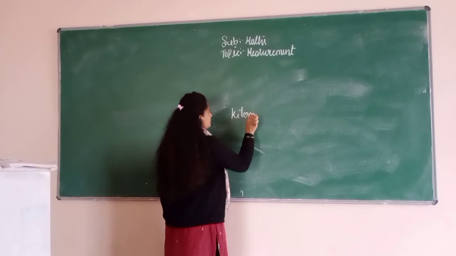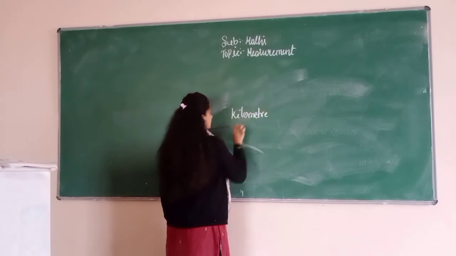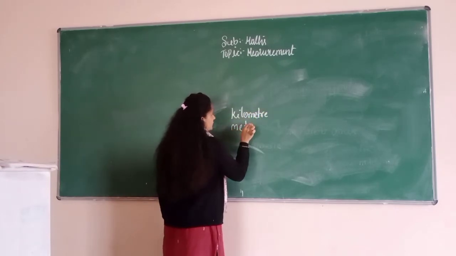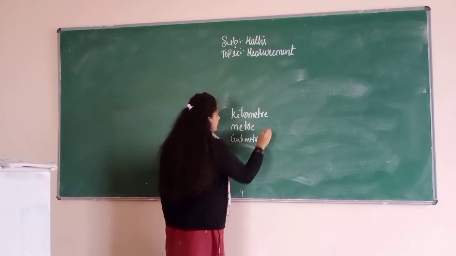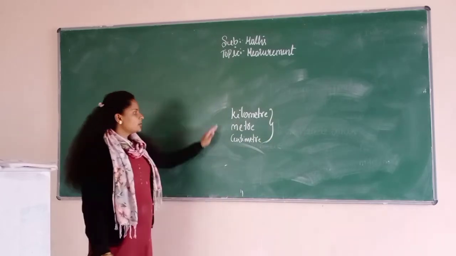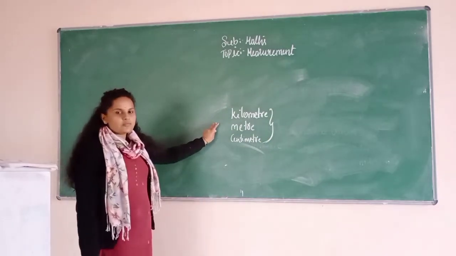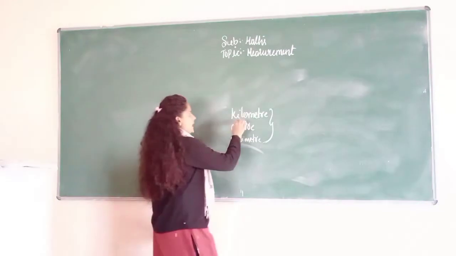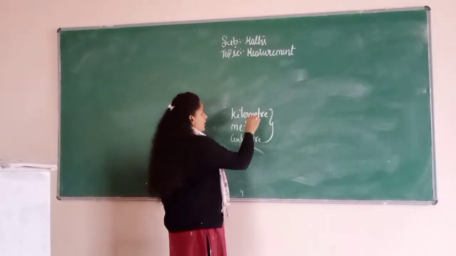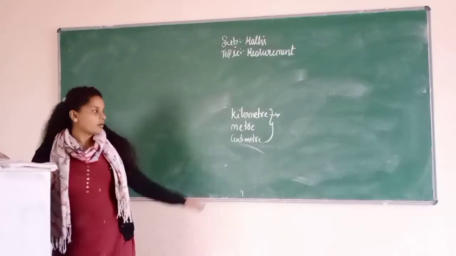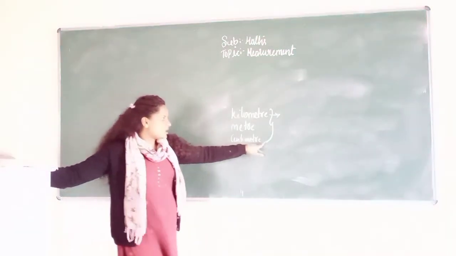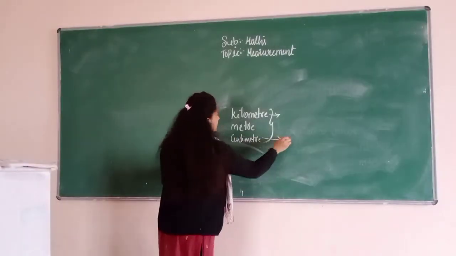Kilometer, meter, centimeter. These are the three units we have for the measurement of length. Kilometer is the longest unit of these three. Centimeter is the shorter unit of these three.